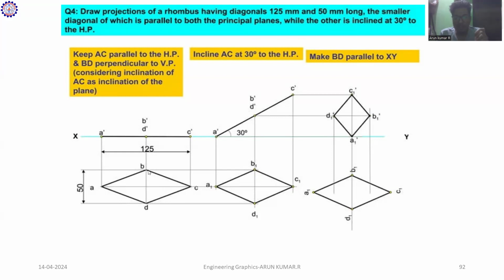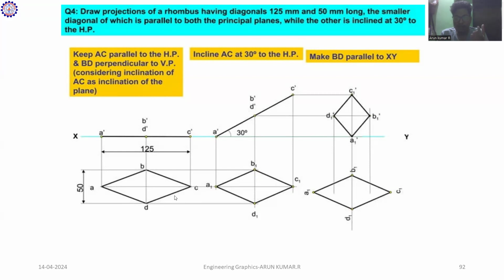After that, I draw a vertical line having a length of 50 mm, perpendicular to AC. The name is B and D. Once you construct the plus symbol, join all the corners: AB, AD, CB and CD. You are getting a rhombus shape.